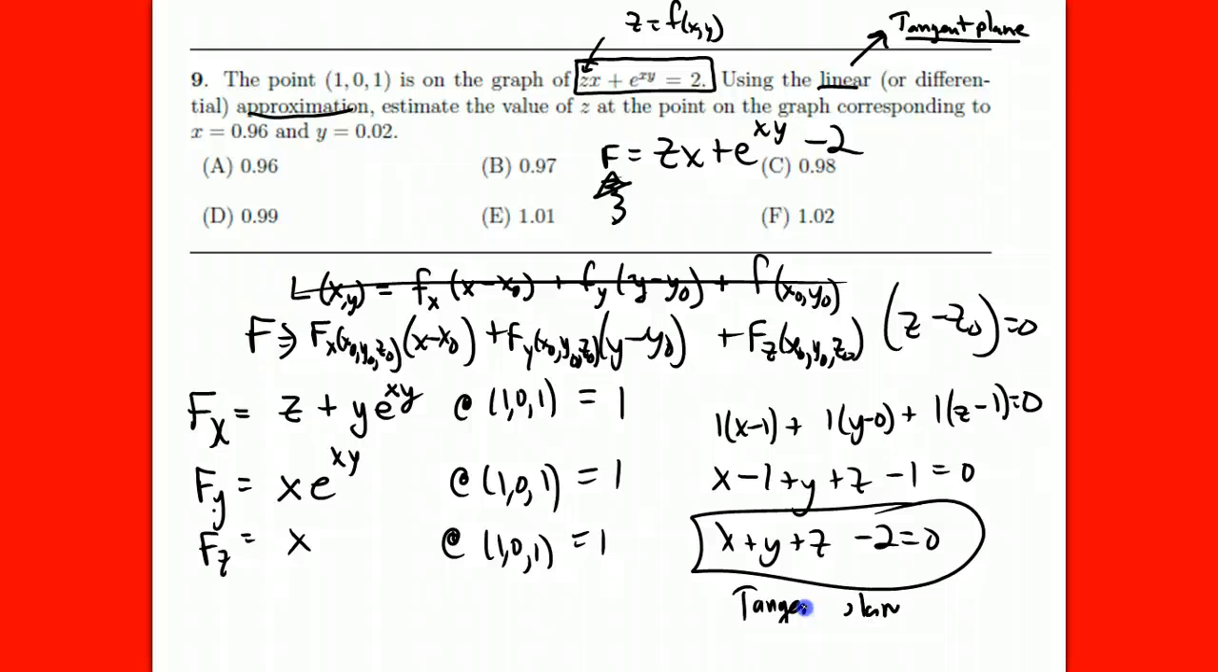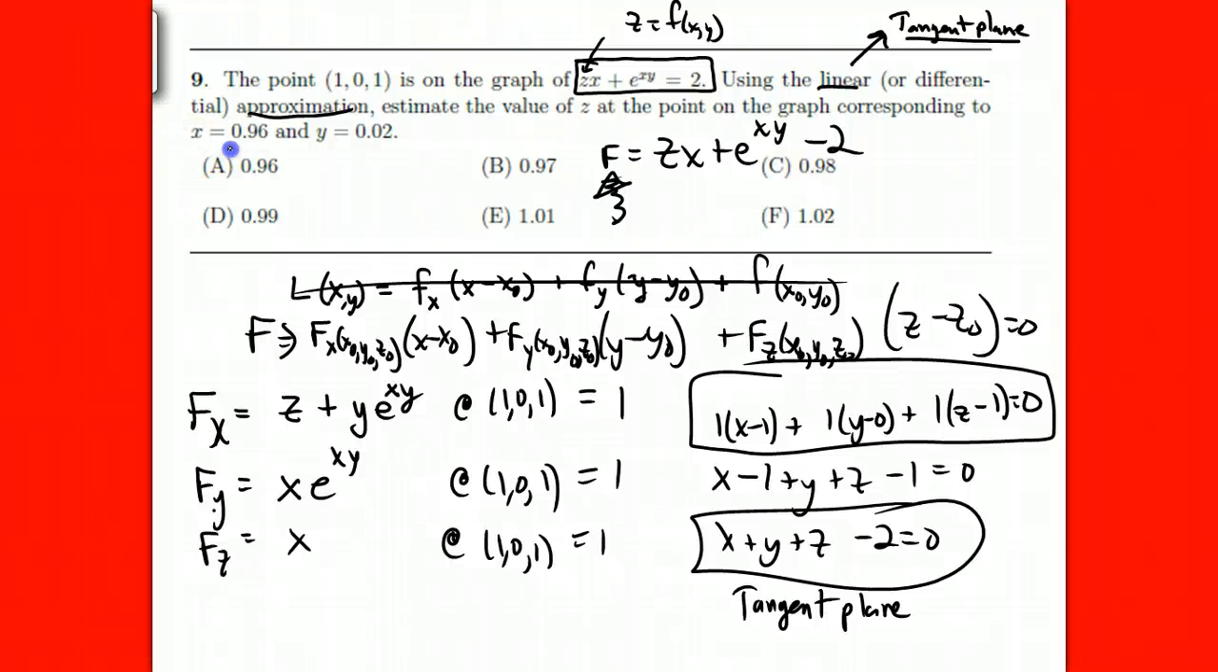Now, we shouldn't have done it like that, though. We should have left it like this. Let me show you why. I need to try to evaluate at this nearby point. I'm at 1, 0, 1.